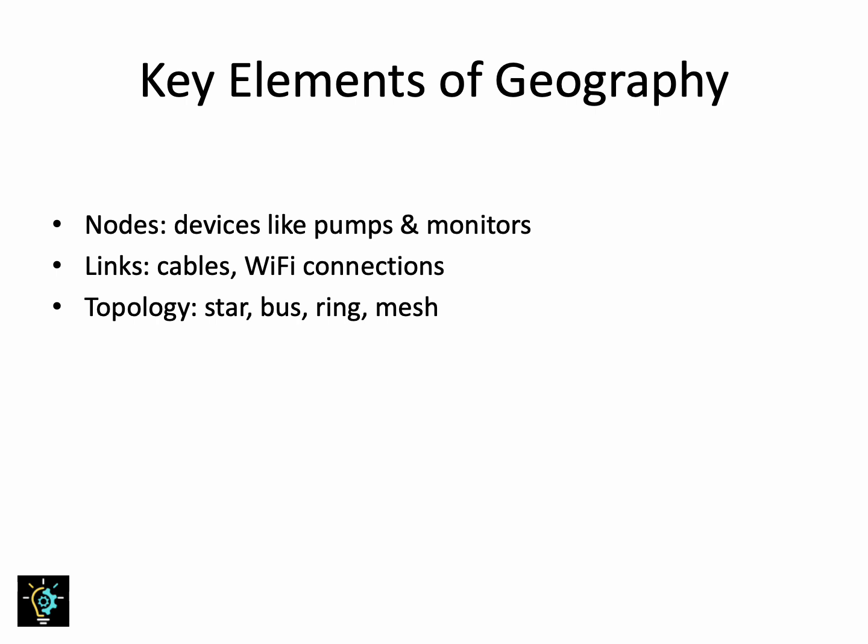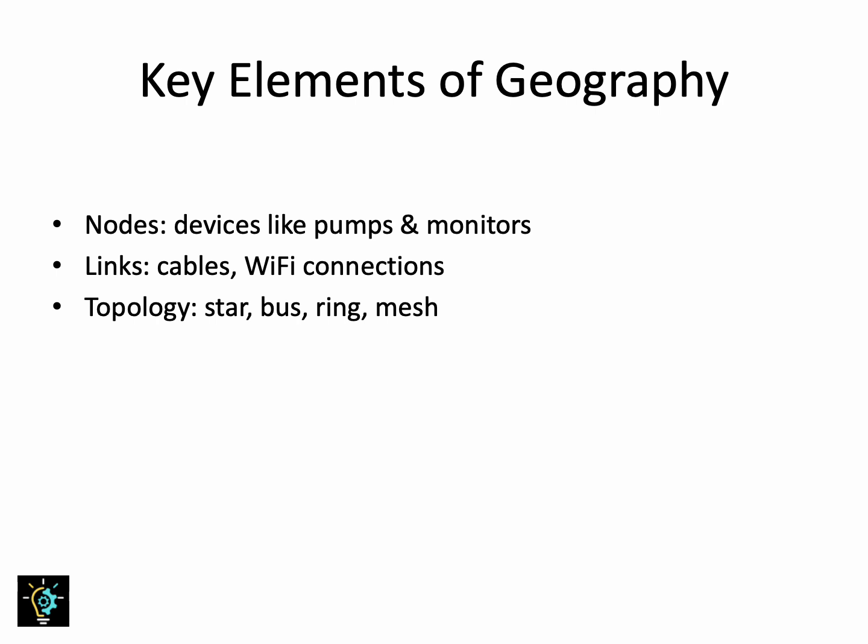At the heart of network geography are a few key elements. First, the nodes, which are the actual devices. So this could be the infusion pumps, the bedside monitors, or even the tablets used by the clinicians. Then, the links, the physical cables or wireless connections that tie them together. Finally, the topology, the pattern in which all of this is arranged.